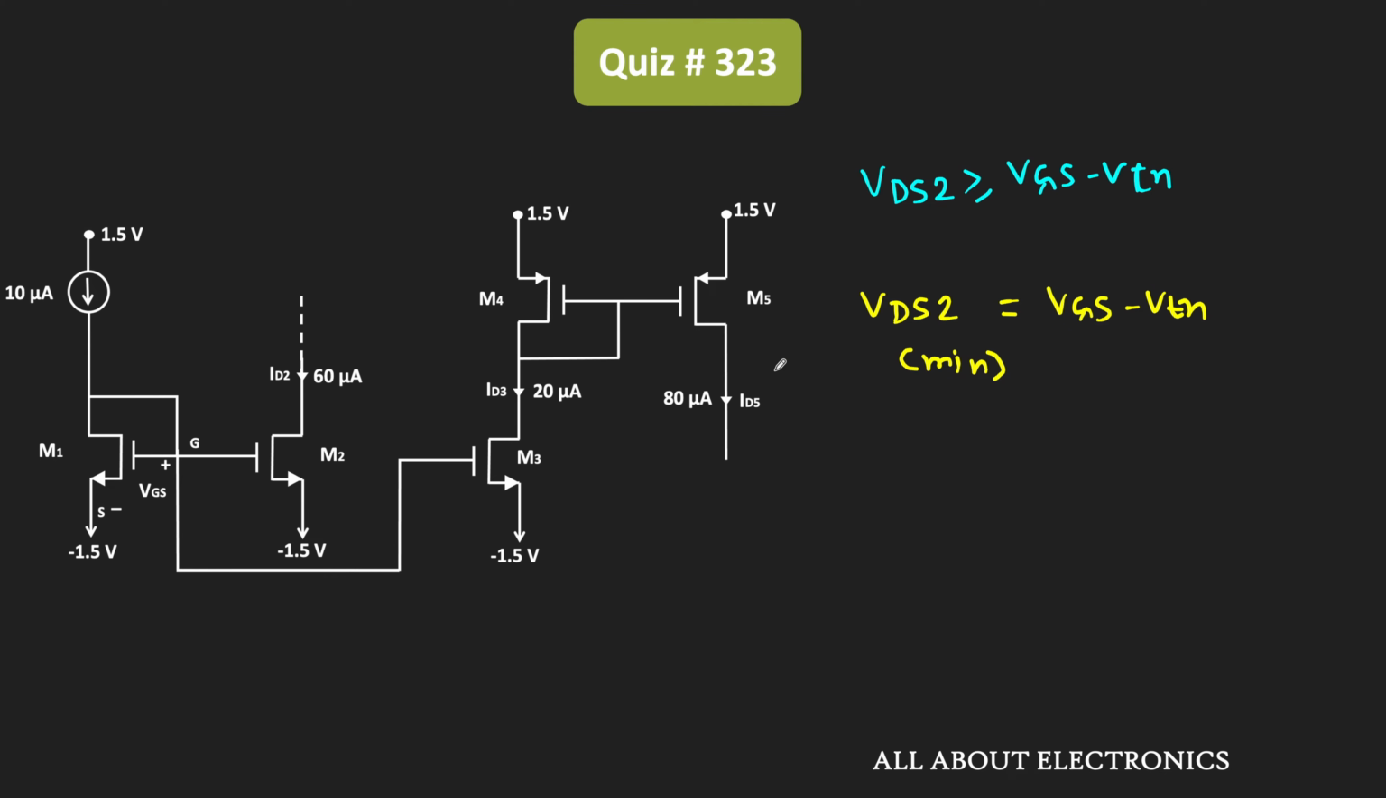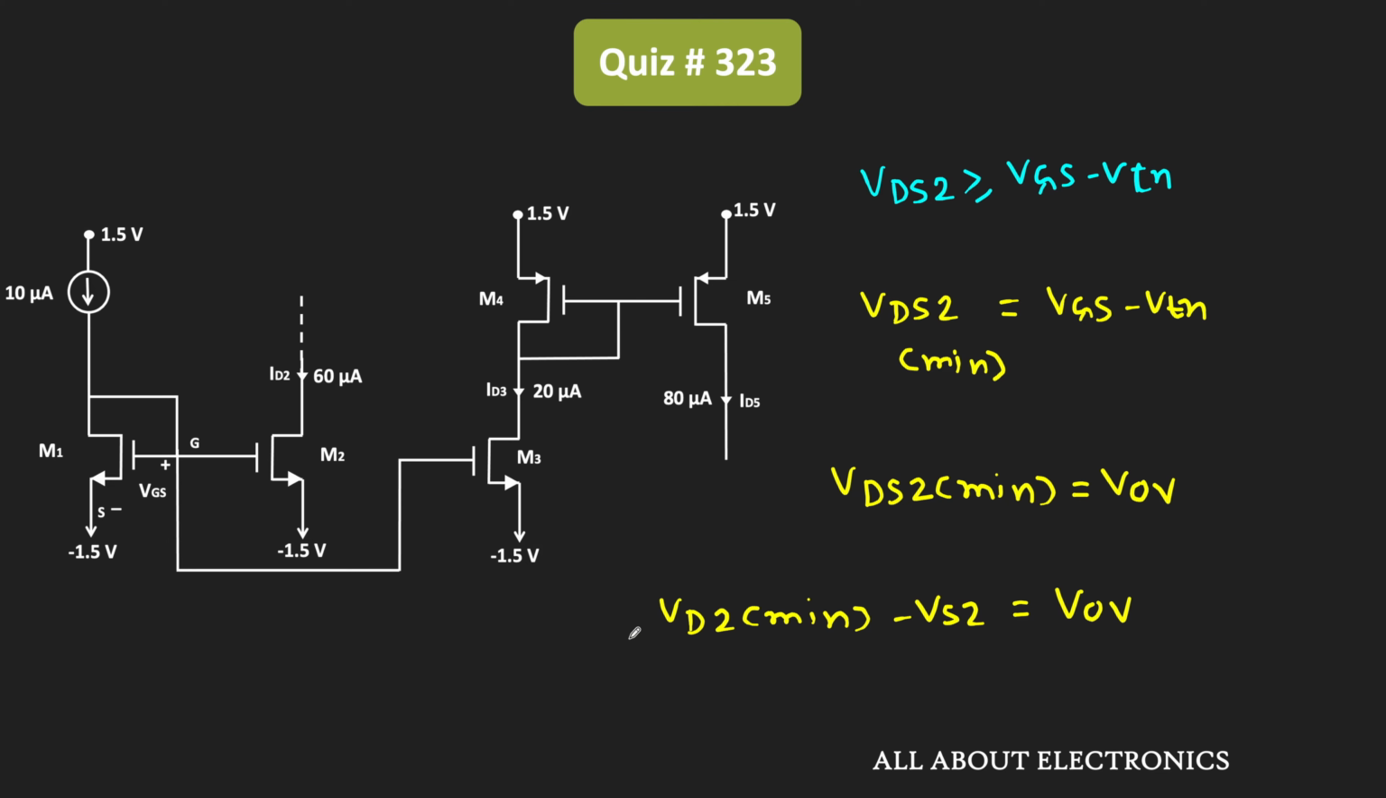That is the minimum voltage required between the drain and the source terminal to keep the MOSFET in the saturation region. Now if you are aware, this VGS minus VT is also known as the overdrive voltage, right? That means this VDS2 minimum is equal to V overdrive. Here, the source terminal of this MOSFET M2 is already at minus 1.5 volt. So this voltage VDS2 will be minimum when the drain terminal is at minimum voltage. Further we can write it as VD2 minimum minus VS2 is equal to V overdrive.